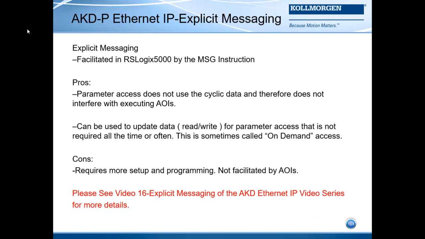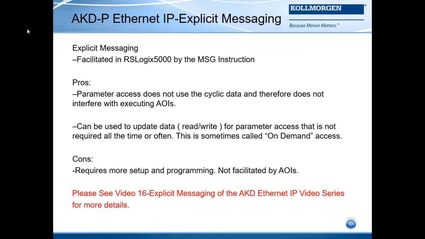The fourth and last method for Ethernet IP parameter access is explicit messaging. Explicit messaging is facilitated in RSLogix 5000 by the MSG or message instruction. The pros of this method are the parameter access does not use the cyclic data and therefore does not interfere with executing add-on instructions. It can be used to update data read or write for parameter access that is not required all the time or often, like if you were going to put it on the POL with dynamic mapping. This is sometimes called on-demand access.